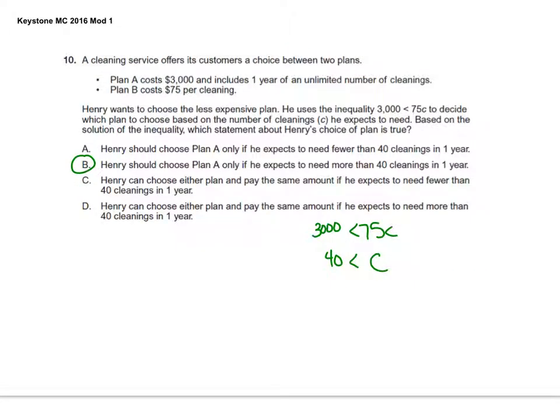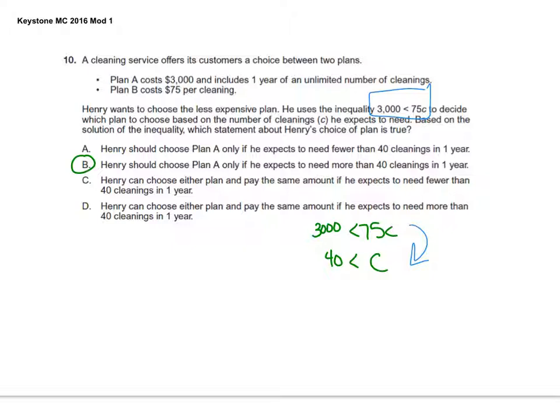Okay, on number 10, they give you some information here. Again, they're giving you some information about plan A, plan B, and they basically set it up for you. They give you what inequality to use, and if you go through and solve that, you see that C is greater than 40, or 40 is less than C.